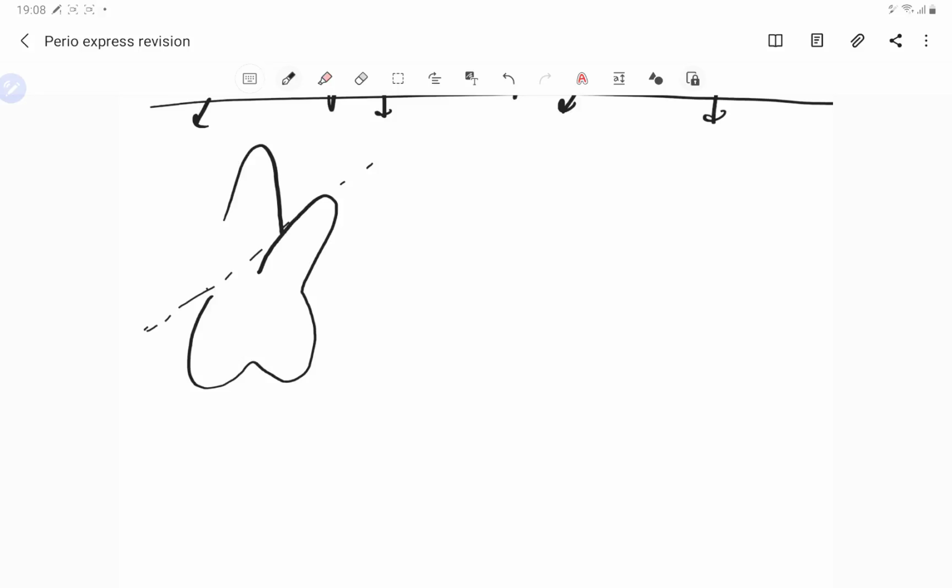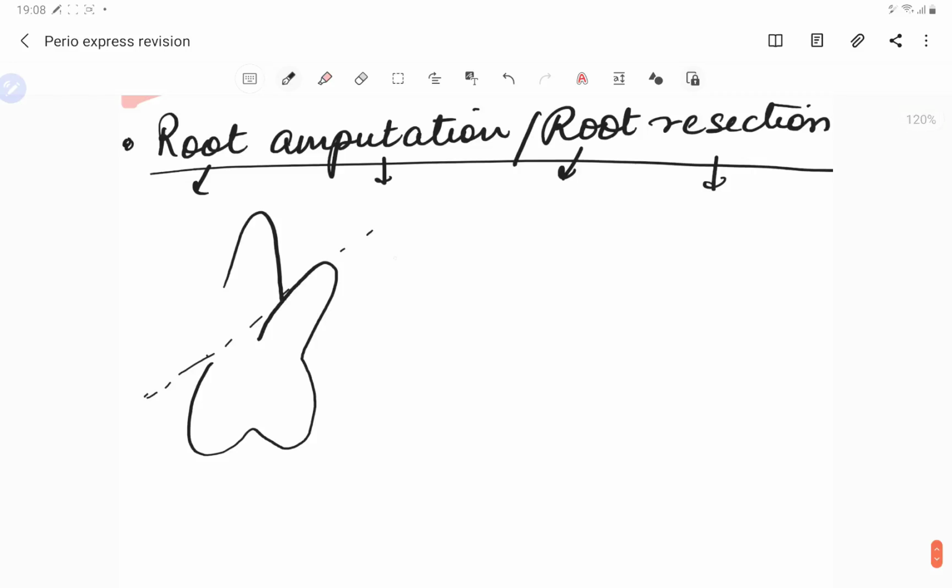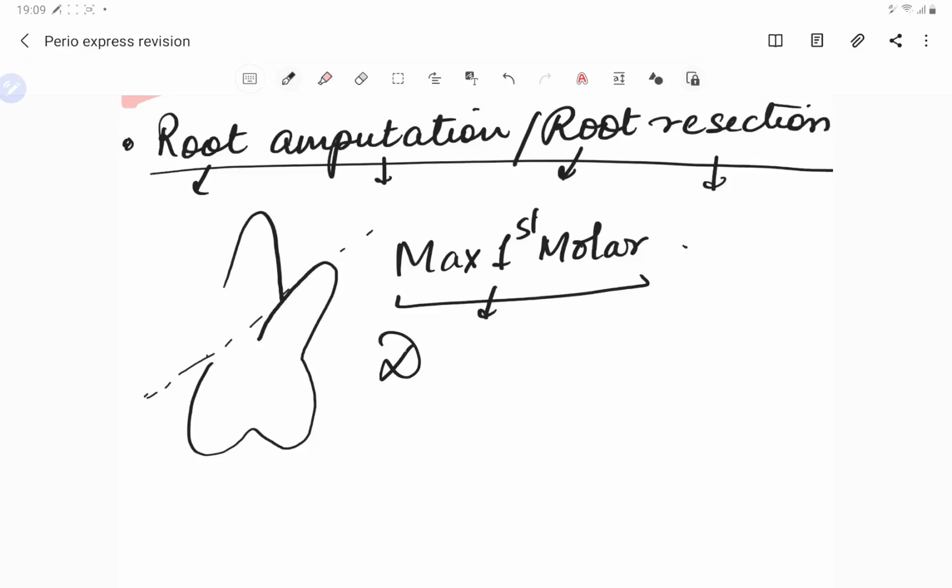And guys, there are two conditions. One, some people say that we have to make the tooth vital, so we have to preserve the pulp chamber. But usually, we want to play on the safe side, so we make the tooth non-vital. We do the RCT so that it is easy for us to do. The most common tooth for root amputation or root resectioning is the maxillary first molar, and the root which we resect is the distobuccal root. So this you have to remember for sure. The distobuccal root of the maxillary first molar is the one we take for the resectioning procedure.